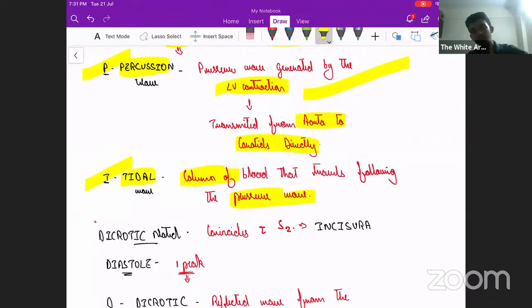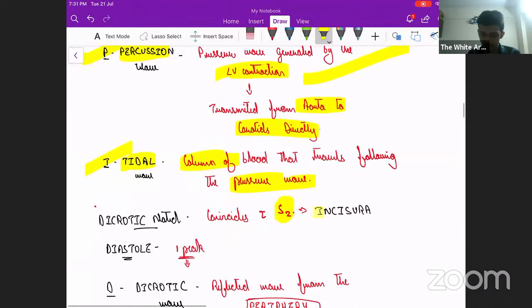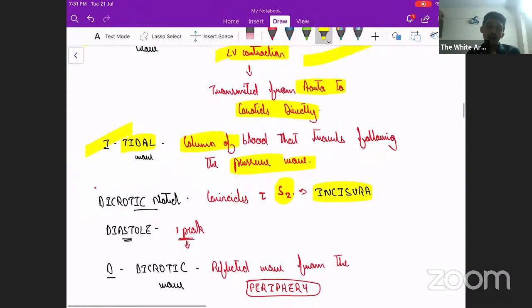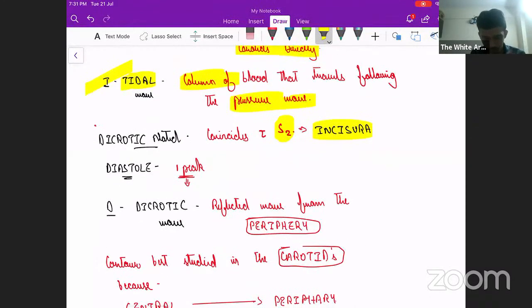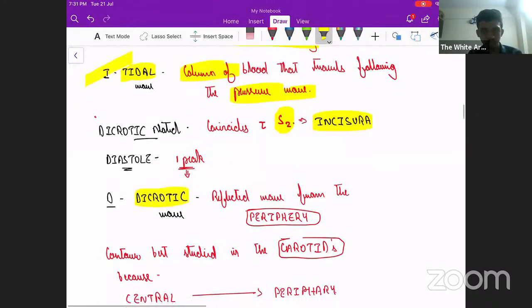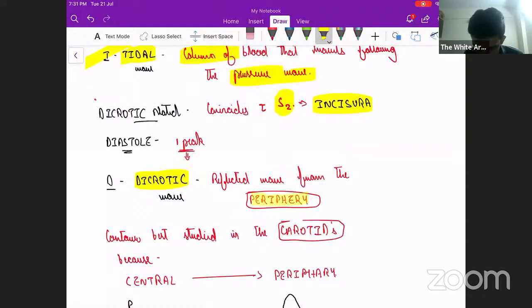Then comes a dip in the pressure. Once the percussion wave and tidal wave pass, there is nothing left, so there will be a dip in the pressure. This usually coincides with S2 and is called the incisura. After this comes one more wave. This wave is the reflected wave that is coming back. That will cause one more peak called the dicrotic wave. So this is the reflected wave from the periphery.